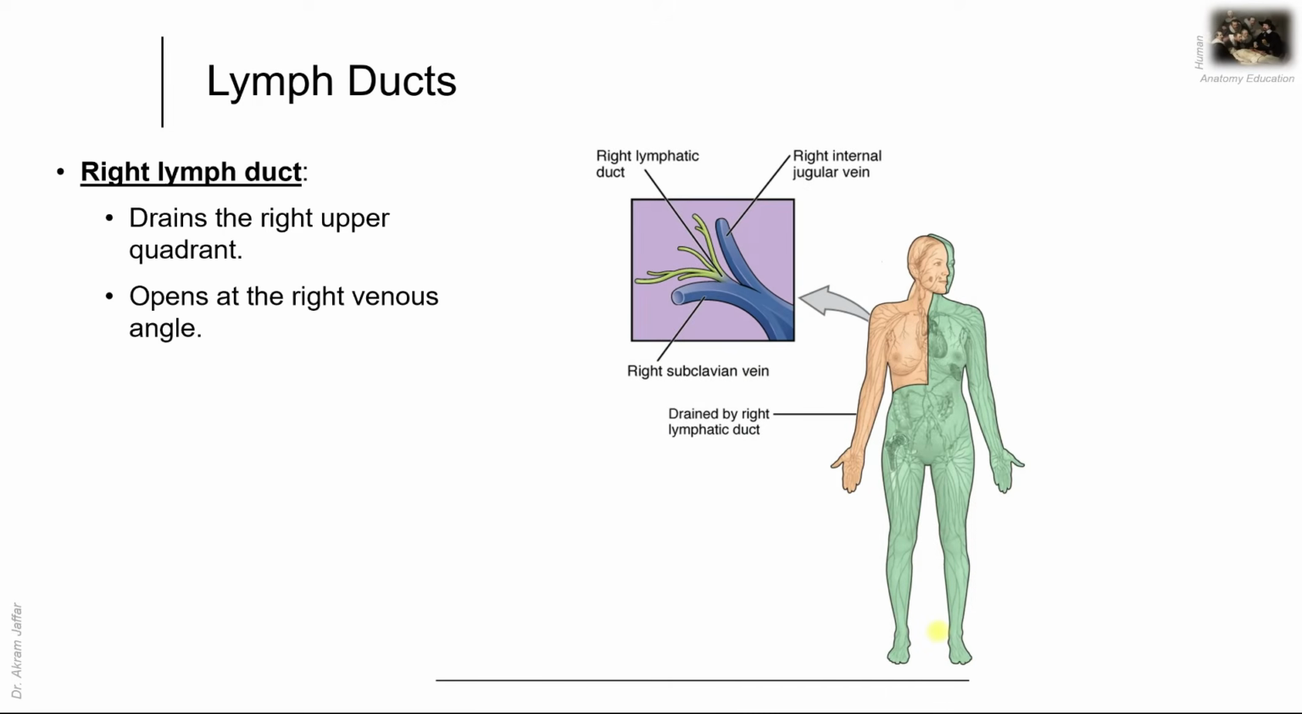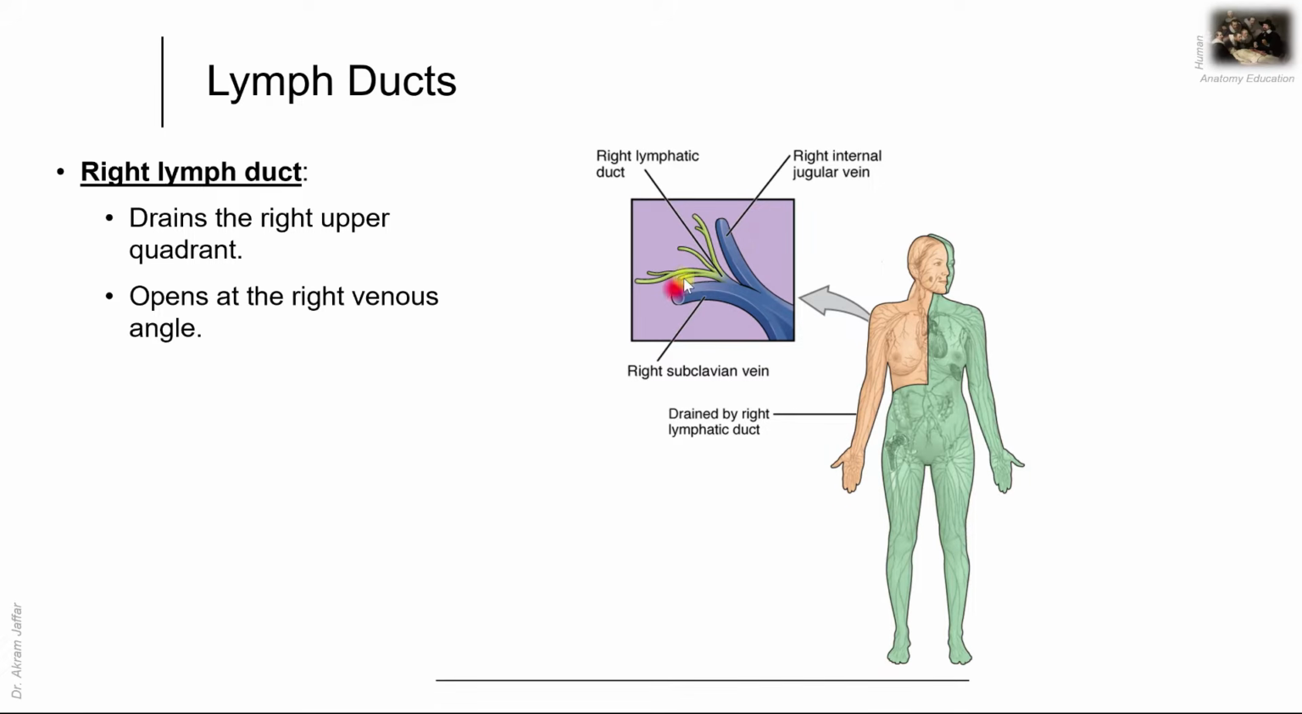So we have two lymph ducts. We have a right lymph duct, which is a very short one. It drains the right upper quadrant of the body. That's to say the right side of the head, the right arm, and the right chest. And the right lymph duct is a very short trunk, as I said.